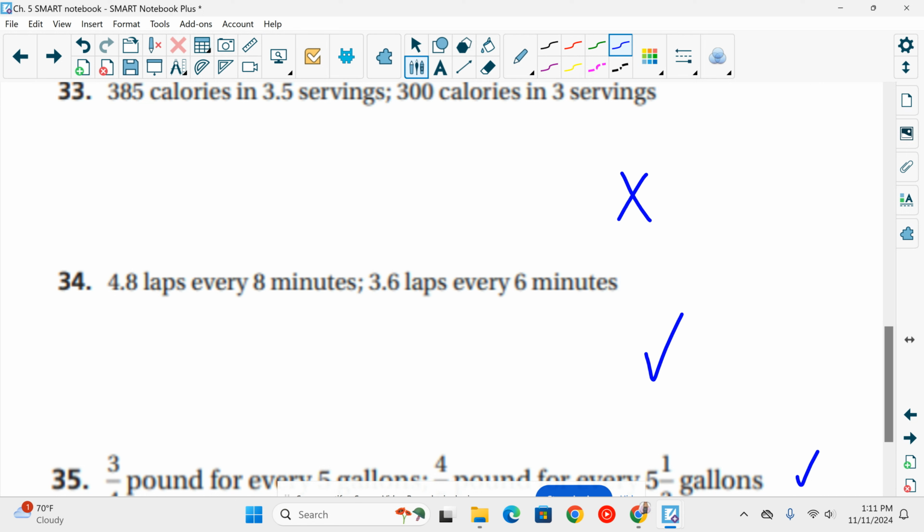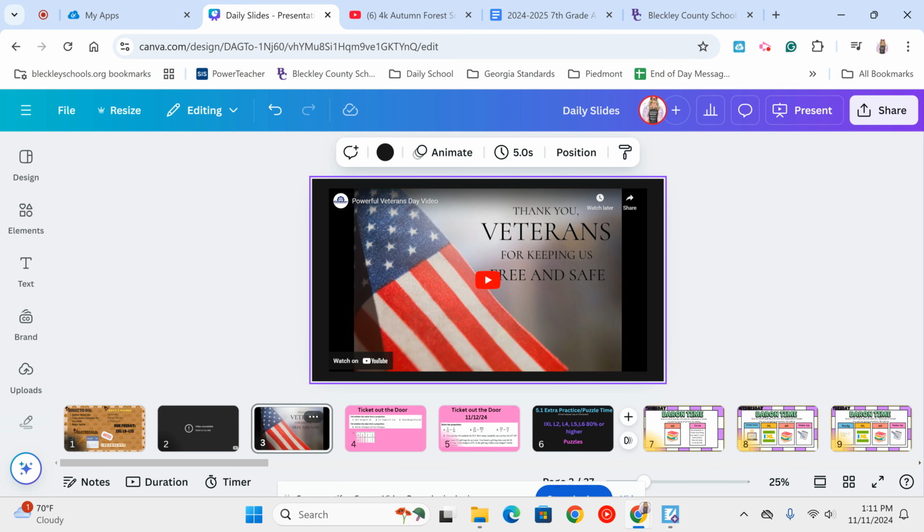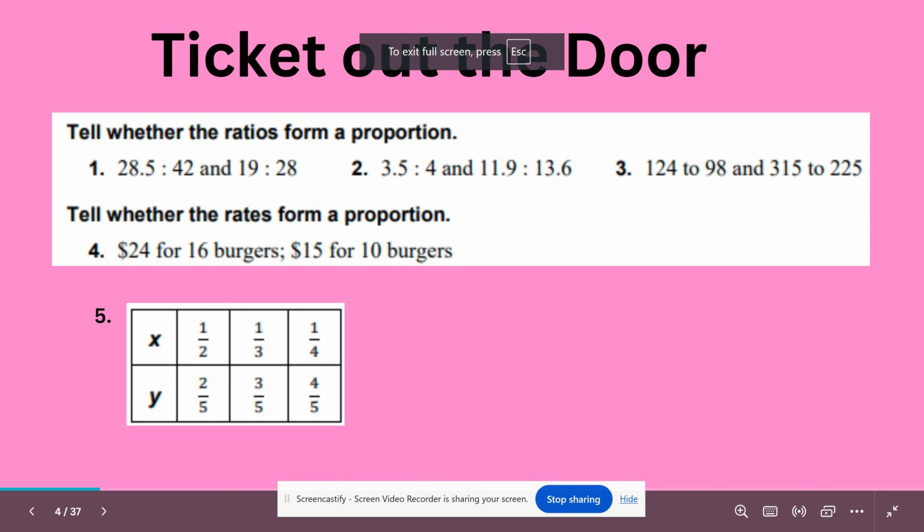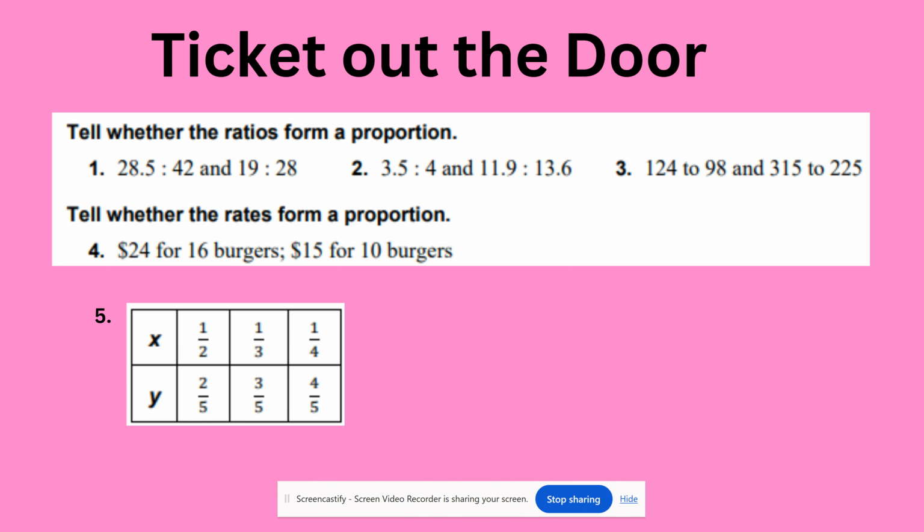Alright, I'm going to have you do a ticket out the door for me today, so go ahead and make sure your name is on that half sheet of notebook paper that I passed out to you. And you can number it 1 through 5. This is your ticket out the door for me. So, answer those 5 questions. Make sure your name is on it, and then you can hand it to me and pack up.